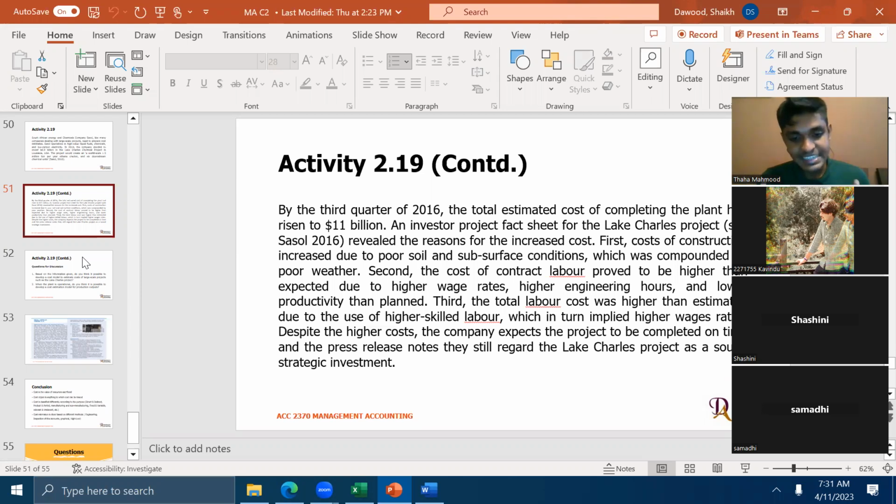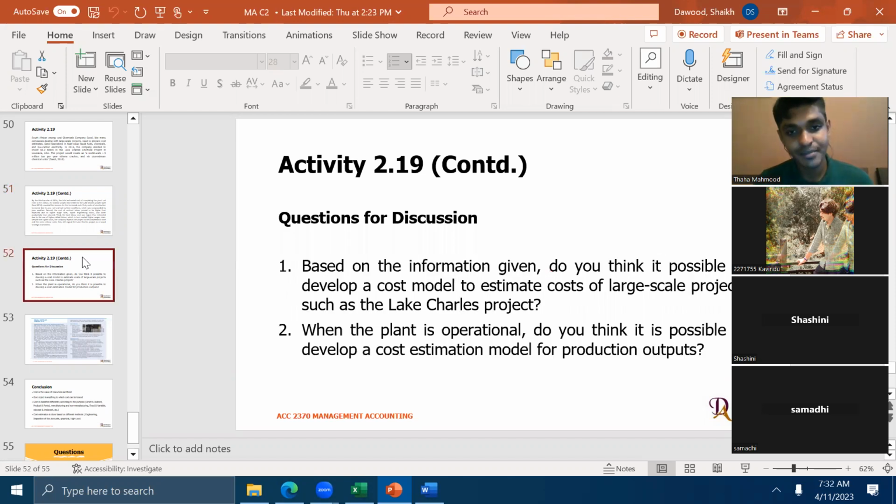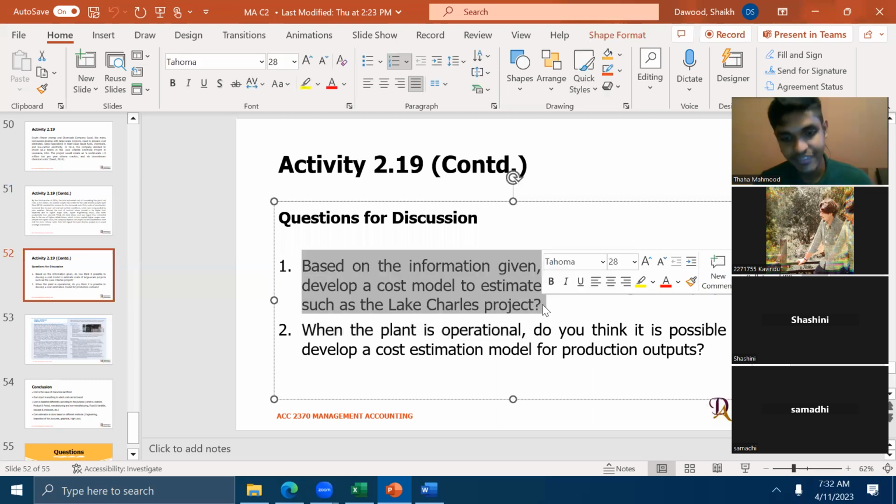Therefore, it is difficult to capture all those forces, all those macroeconomic forces, environmental forces, into one model. We can't capture only costs and units in long-term projects, because there are so many forces affecting costs. That's the learning outcome here. We can't do long-term projects based on this classification.